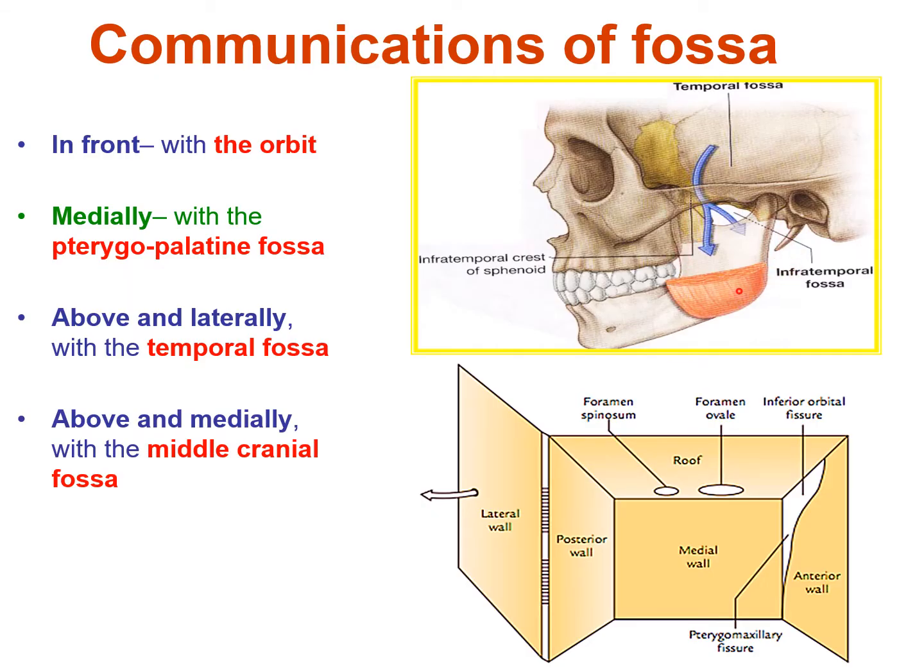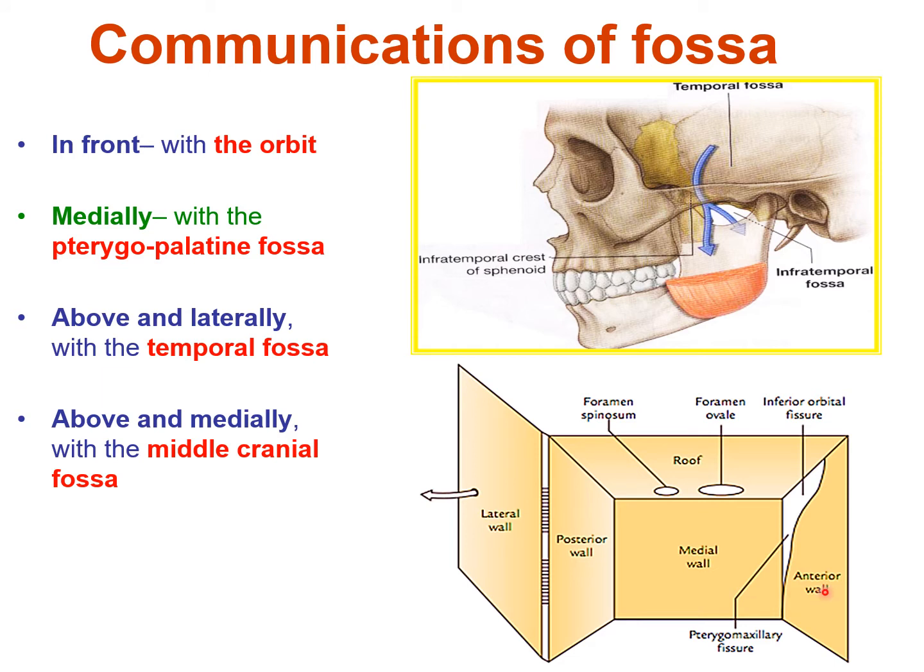The positioning of the infratemporal fossa is such that it communicates with the surrounding areas. In front, it is communicating with the orbit through the inferior orbital fissure. Medially, it is communicating with the pterygopalatine fossa through the pterygomaxillary fissure. Above and laterally, it is communicating with the temporal fossa through a gap between the zygomatic arch and the side of the skull. Above and medially, it is communicating with the middle cranial fossa through the foramen ovale and foramen spinosum. If we assume it to be a cuboid, the lateral wall is cut open.